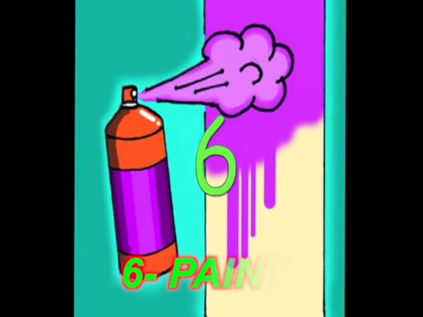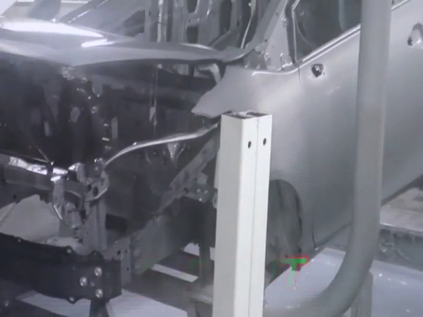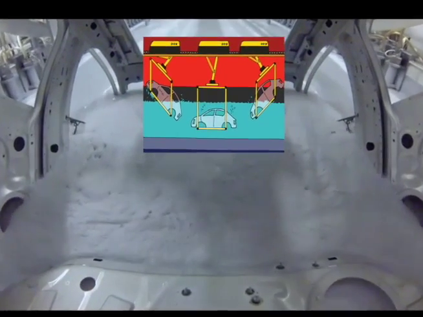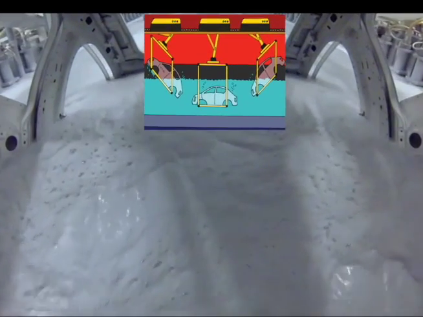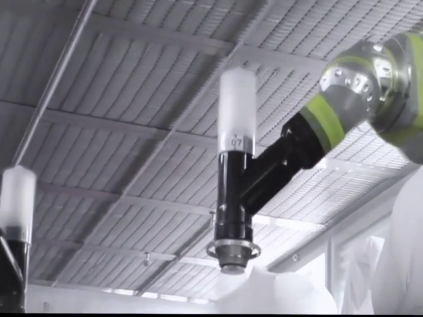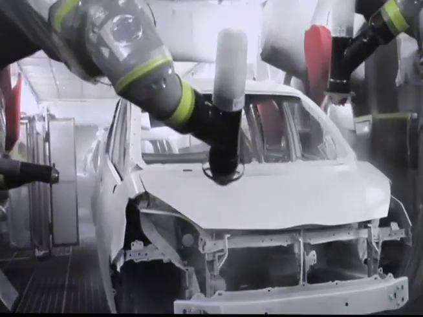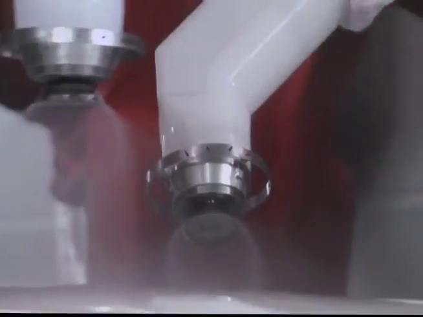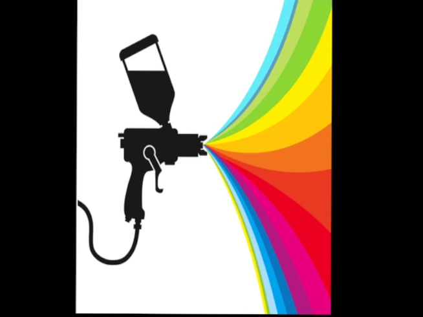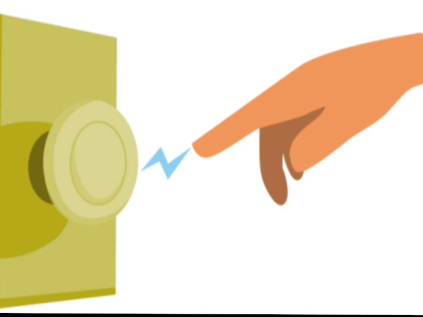Next, we paint the car. First, the car is dipped into the undercoat. This keeps the car from rusting or corroding. Next, the middle coat is sprayed onto the car. This fills in places that are not smooth. Last, the top coat is painted onto the car. This is the color that we see.